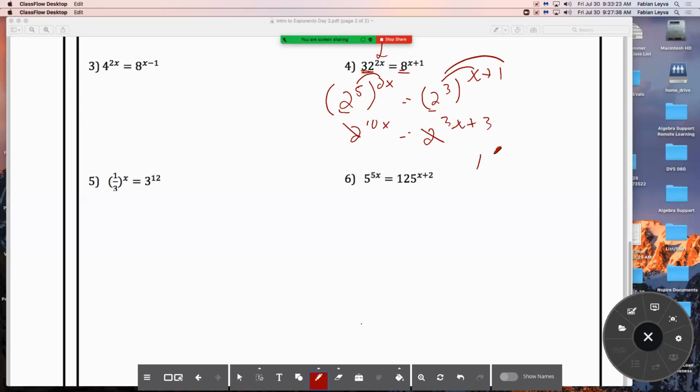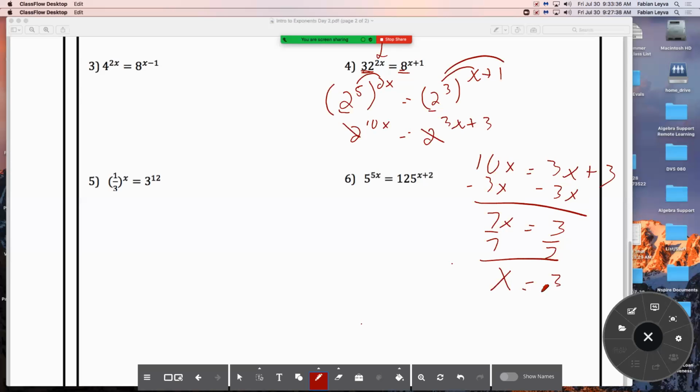Bases are the same. Notice that you end up with 10x is equal to 3x plus 3. Solve for your equation. Let's minus 3x on both sides. You end up with 7x is equal to a positive 3. Dividing by 7, x is equal to 3/7. And that's pretty much it.